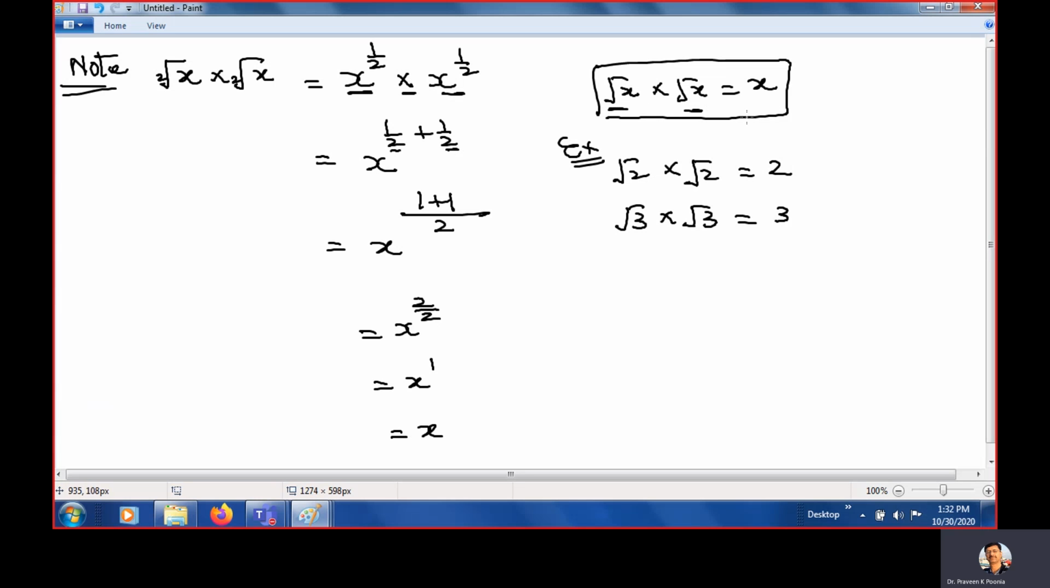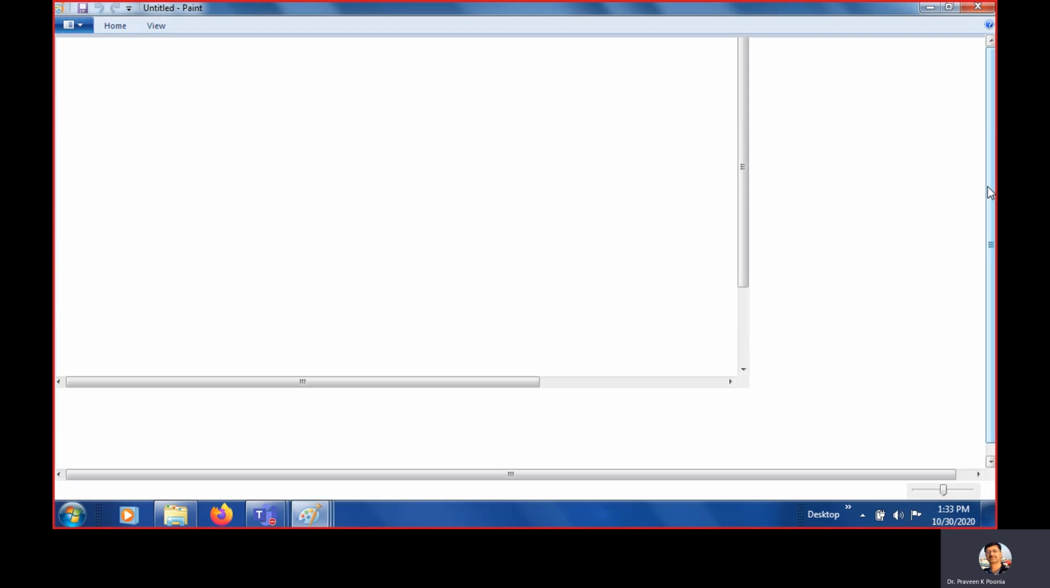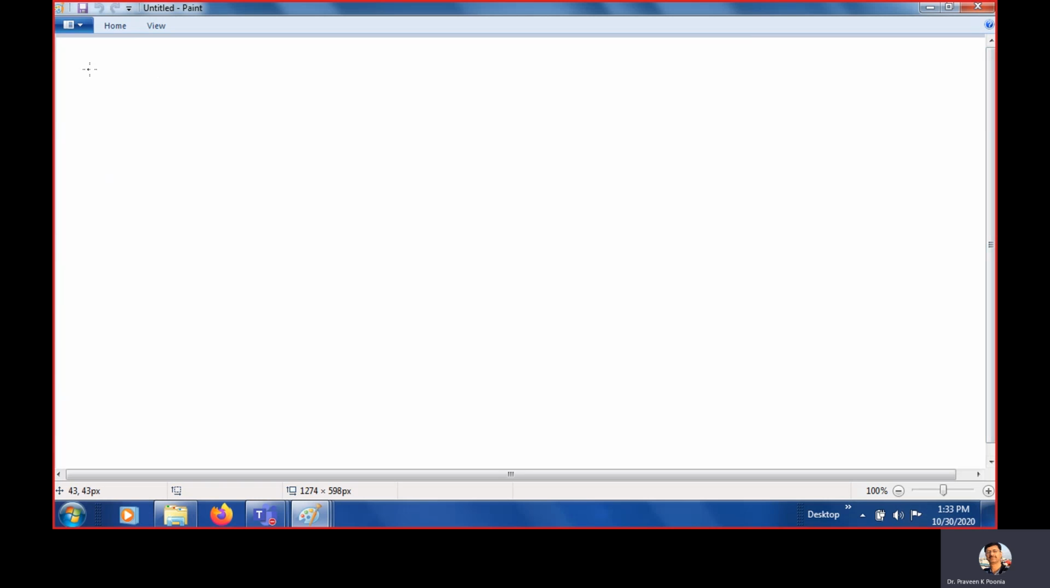Using this expression we can find root 5 times root 5. If we are multiplying the root of the same numbers, clear? The number will come outside. This is how we are evaluating. This is a very important result that you need to remember. Now we'll study some questions.